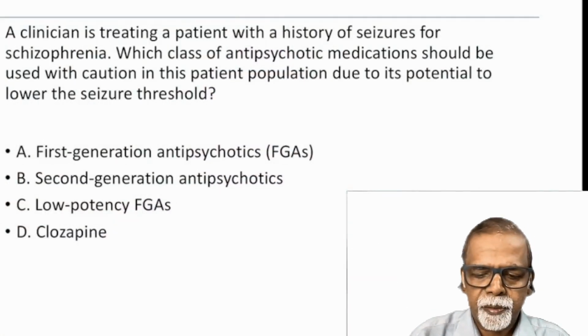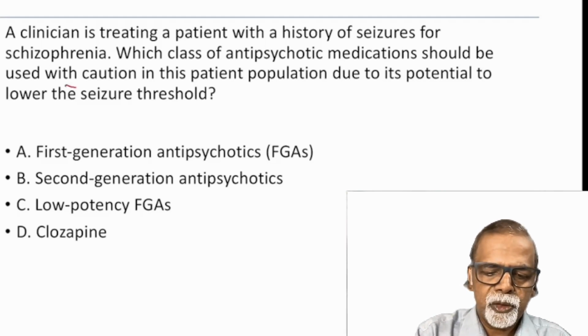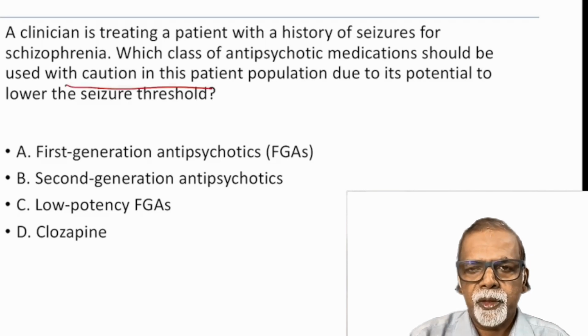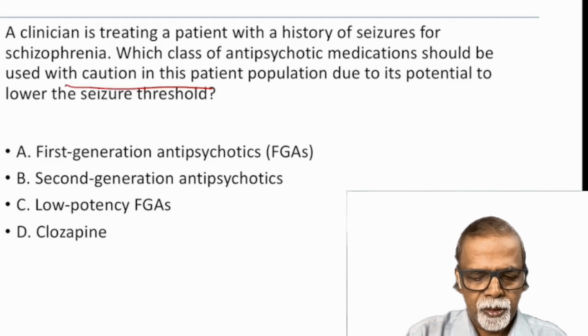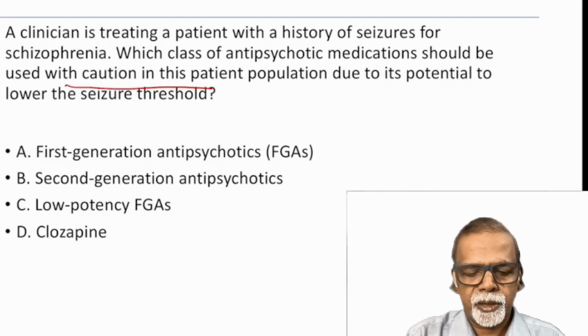A clinician is treating a patient with a history of seizure with antipsychotics. Which class of antipsychotic medication should be used with caution in this patient due to the potential risk of developing seizures? The antipsychotics, in addition to the receptor blockade, have some membrane effect. Typically it is on the potassium channel, and the membrane effect can lead on to precipitation of seizures also. So the options are first generation antipsychotics, second generation antipsychotics, clozapine, low potency first generation antipsychotics.